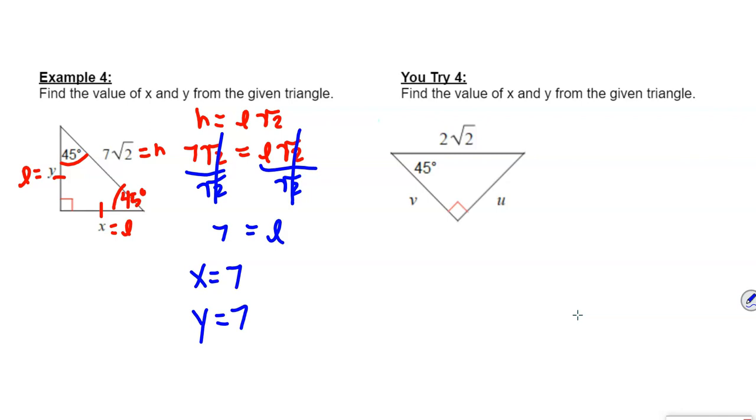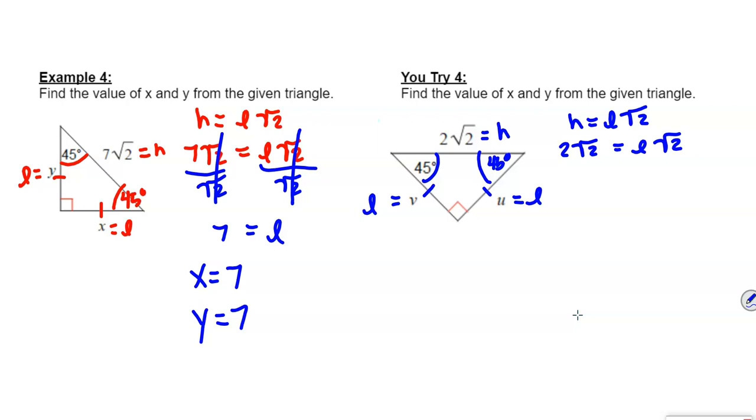All right, go ahead and do the You Try 4 and then come back to me when you're done. Once again, you should notice that this is going to also be a 45-degree angle. These sides are going to be congruent. So whatever we get for V is what U is going to be. This is our H. So H is equal, and these are both L's, right? So H is equal to L square root of 2. So I'm going to say 2 square root of 2 is equal to L square root of 2. So once again, going to divide both sides by that square root of 2.